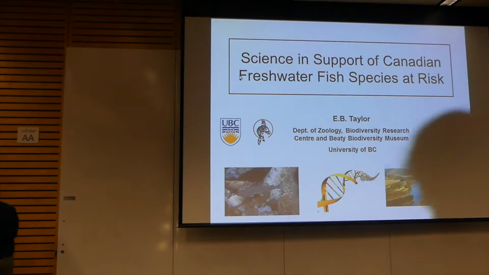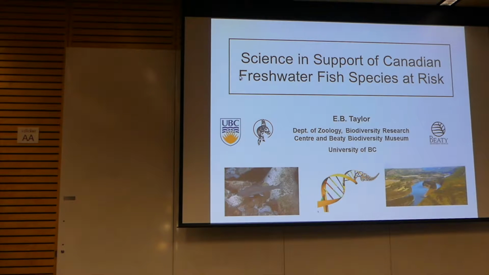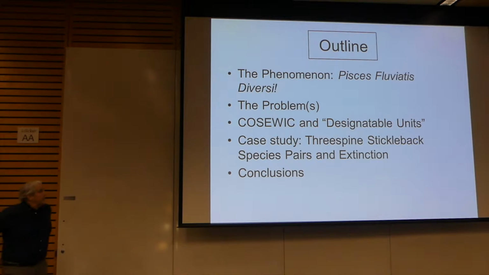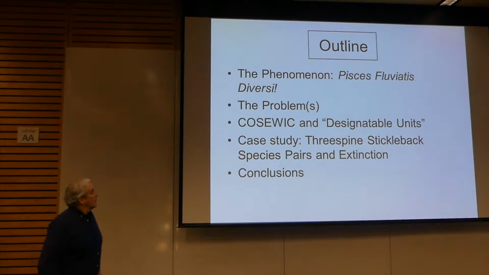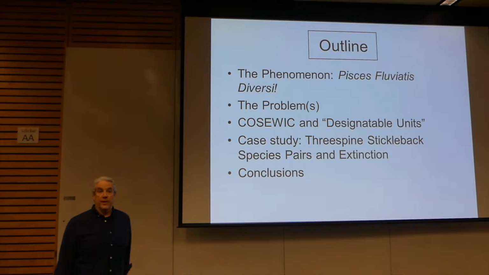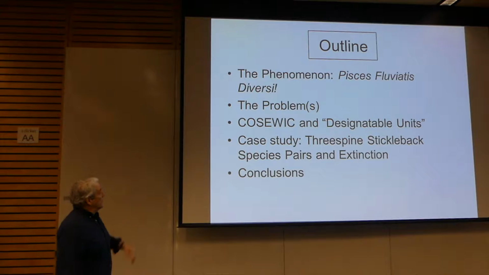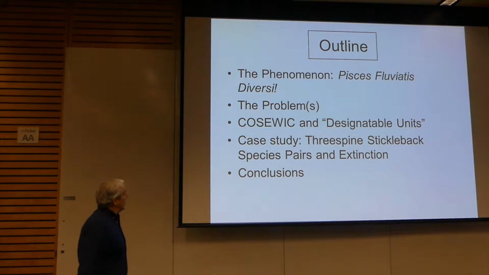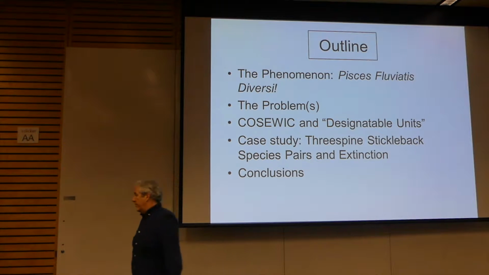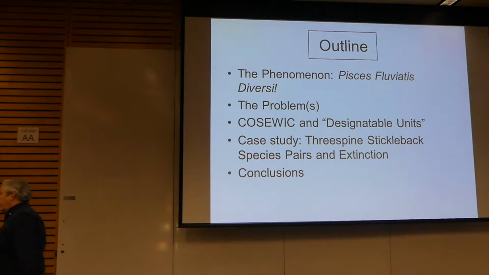Okay, so hopefully you'll know a little bit more about freshwater fishes in Canada and British Columbia at the end of this talk. Certainly those with the pamphlet know a little bit more. Okay, so this is going to be the talk. I'm going to talk about the diversity of freshwater fishes. Then I'm going to talk about the problems they face and why. Then I'll talk a little bit about COSEWIC and designatable units. And the last part will be some of the research that we do in my lab.